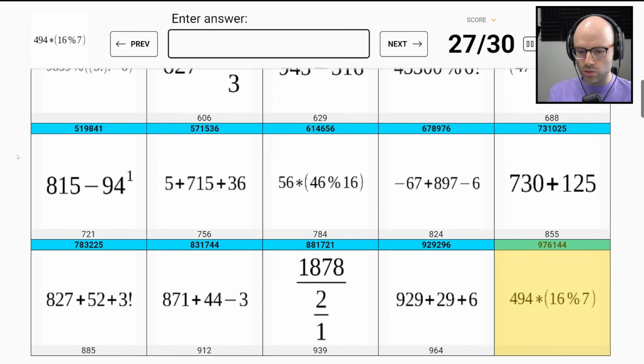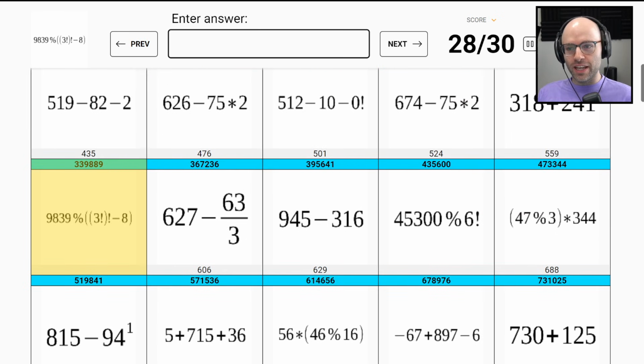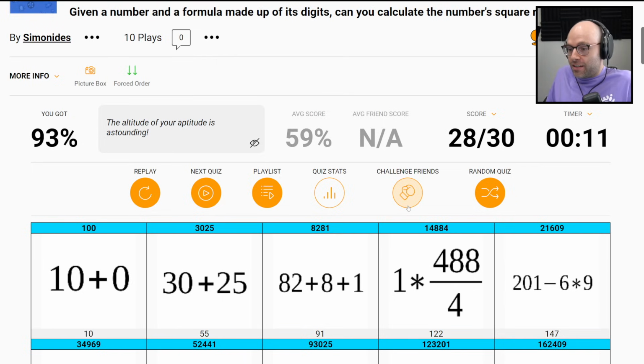17 modulo 6 is 12. Sorry, is 2. 494 times 2. It's 484. No, what are you talking about? It's 480. It's 988. Oh, okay, we got... What the hell? Okay, and then the 2 modulos. Ah, dude, I'm taking it. That's pretty good.